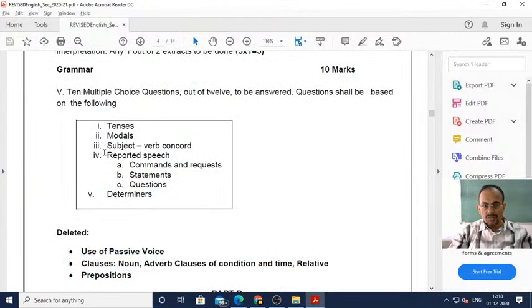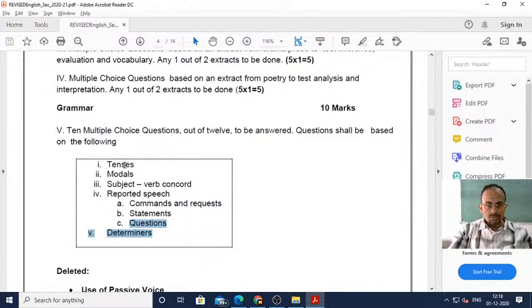So required are these only: tenses, modals, subject verb concord or agreement, reported speech, commands and requests, statements, questions, and determiners. These are some of the topics which we shall take up. We have finished tenses and subject verb agreement. We have to continue with modals, reported speech, and determiners. These three topics we shall take up after we finish our literature lessons. We are left with hardly 2 or 3 lessons that we will finish first, and then we shall continue with our grammar syllabus.